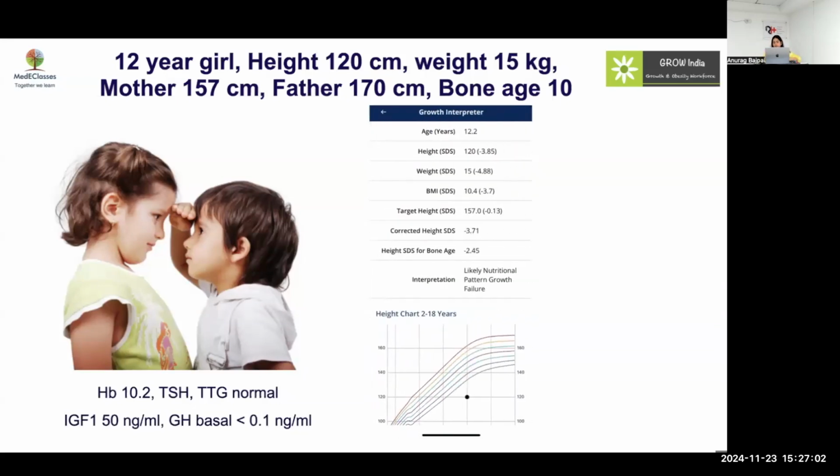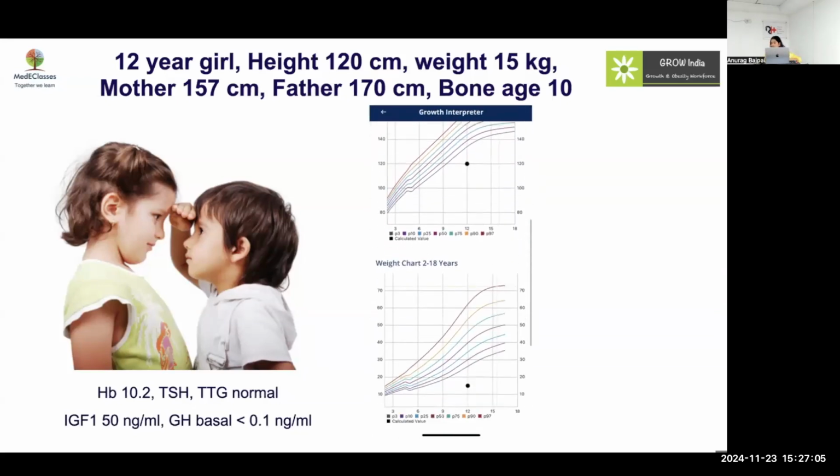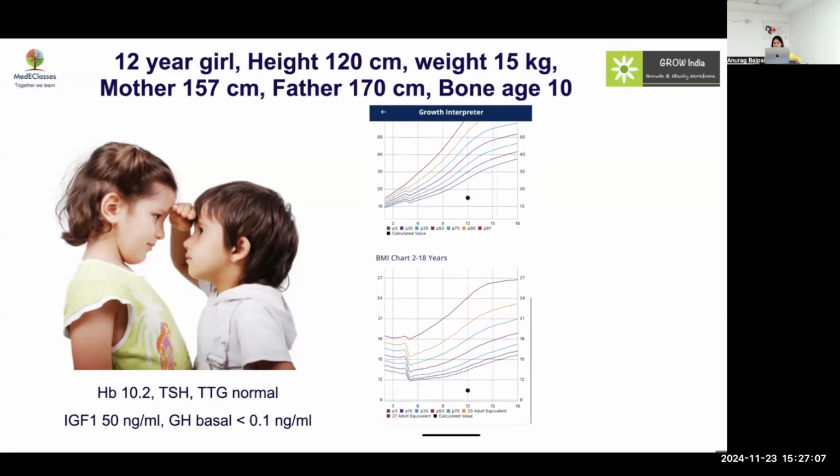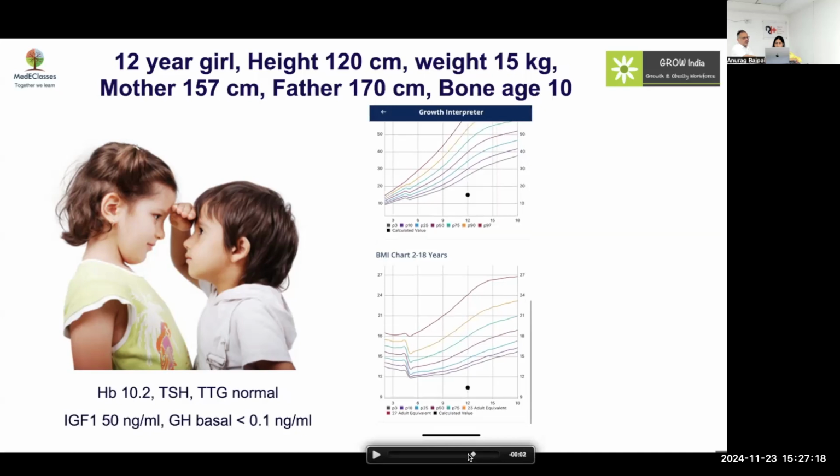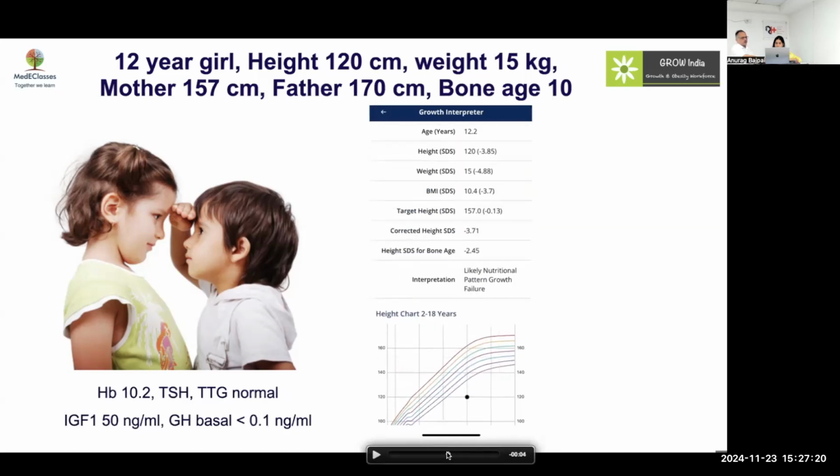Definitely not. We cannot rely on a single basal growth hormone level. Here we can use our app to say whether it is growth hormone deficiency or not. The key output we look at is the weight. The most important thing to look at in a short child is the weight. The BMI SDS here is minus 3.7, and we have said that if the BMI SDS is below minus 1, then we are most likely dealing with a nutritional cause rather than an endocrine cause.